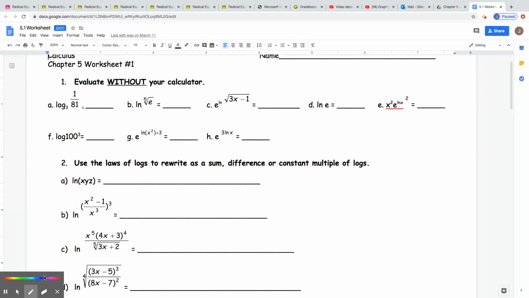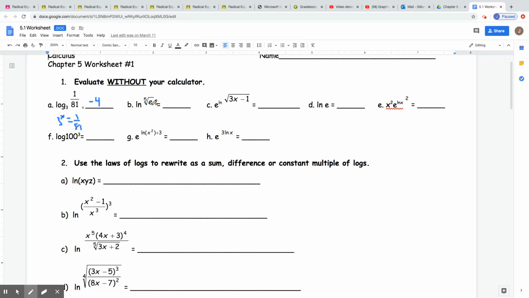Okay. All right, so for these first ones here, we're trying to evaluate these without a calculator. We are looking to see 3 to what power gives you 1 over 81. Well, if it was just 81, 3 to the 4th is 81. But since it's 1 over, that means our exponent is negative, so it's negative 4. Because 3 to the negative 4th is 1 over 81, because you make an exponent positive by just moving it to the bottom.